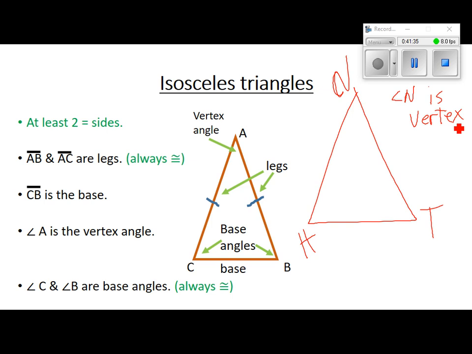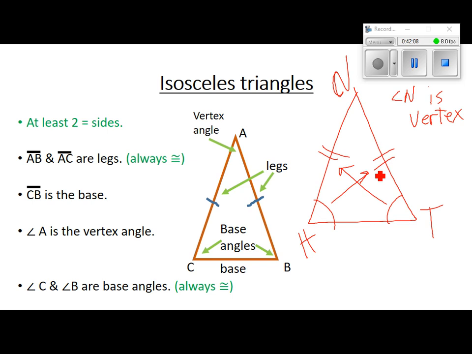Tell me everything you can tell me about this triangle. H and T have to be congruent. Angle H has to be congruent to angle T, so we could mark that. Tell me something else. The two legs have to be congruent. Which ones are the legs? NT and HN. It's the ones across from the base angles, right? So this has to be congruent to that.